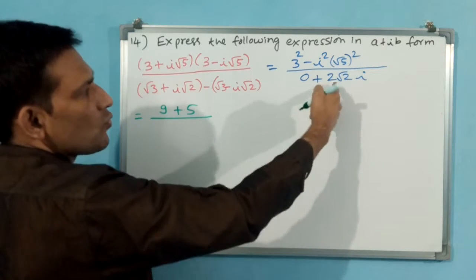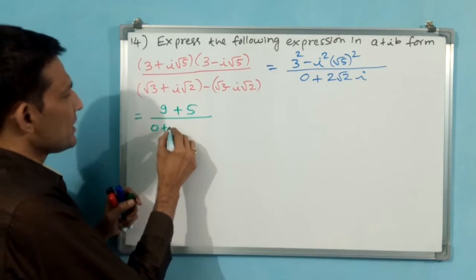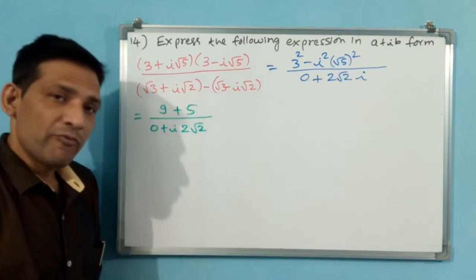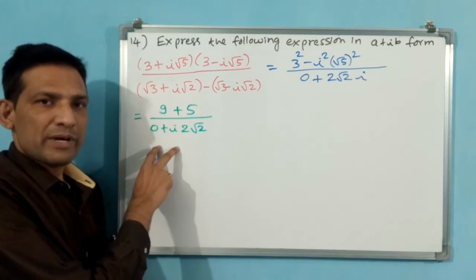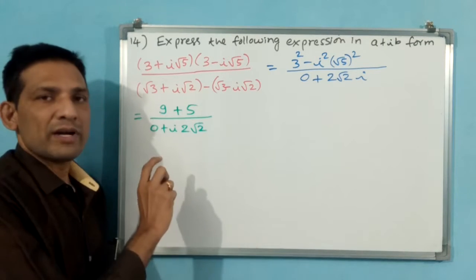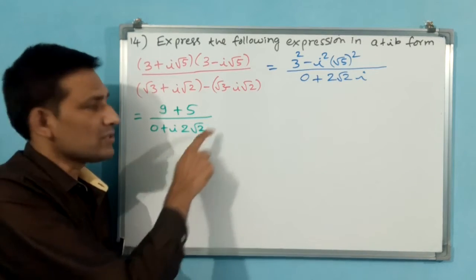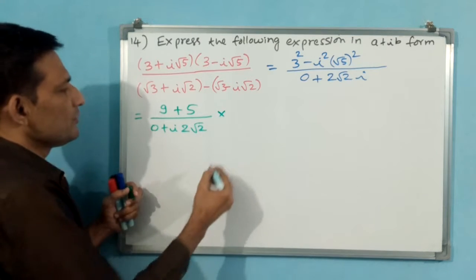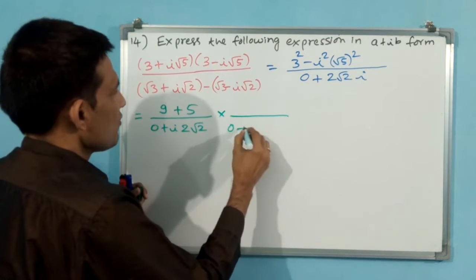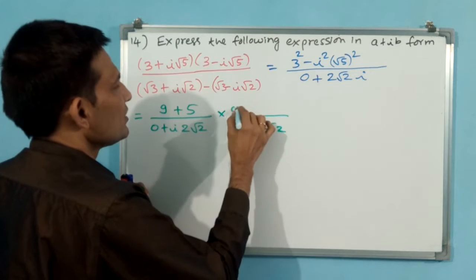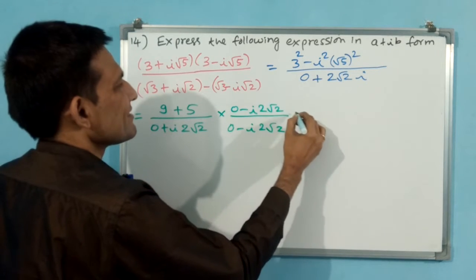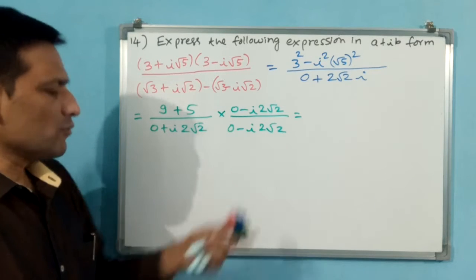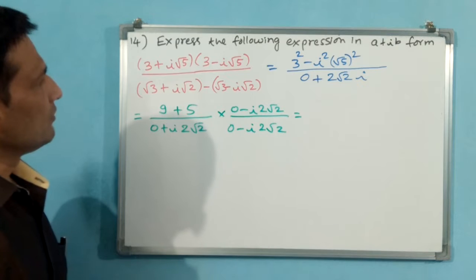Now you see i 2 root 2. Shall I write 0 plus i 2 root 2? See, we don't know complex number in denominator form. We know only numerator form. Okay, if denominator comes, then automatically you have to make a rationalization. Let us make rationalization into 0 minus i 2 root 2. Is it okay? 0 plus i 2 root 2, 0 minus i 2 root 2.